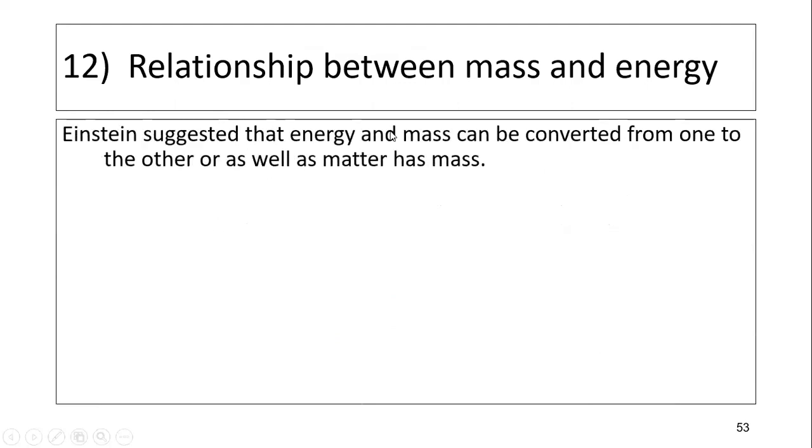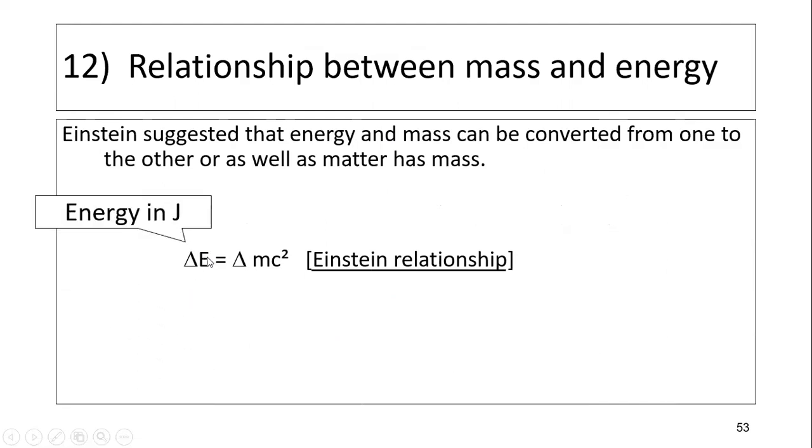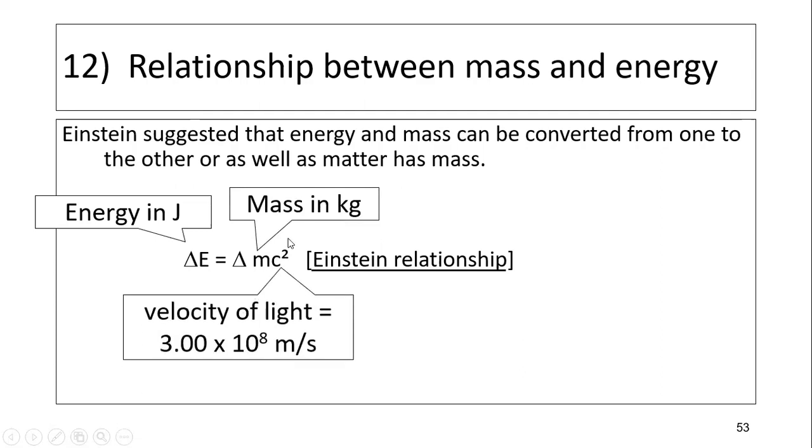Einstein suggested that energy and mass can be converted from one form to the other, as well as matter as mass. That's your equation. Usually we put a delta M there to show a small change in mass produces a small change in energy. So that's energy in joule. The mass, delta M, is in kilogram. C is the speed of light, 3 × 10⁸ meters per second. This one is called Einstein's relation.